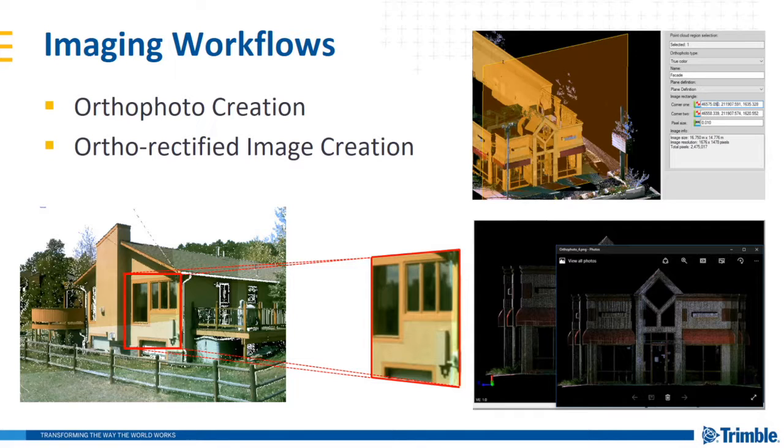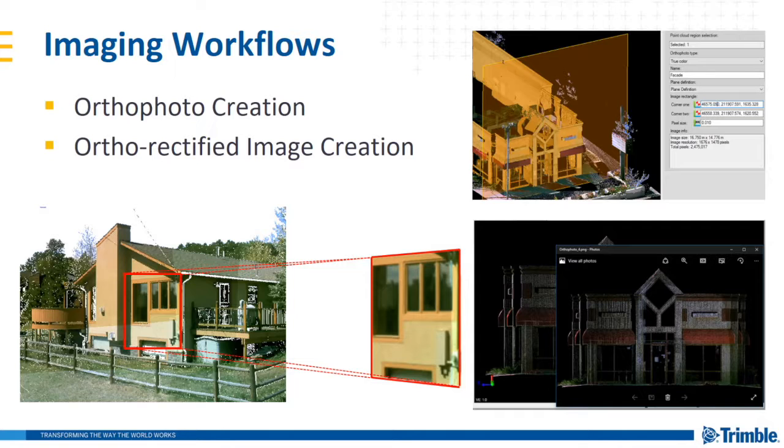The second new imaging workflow and deliverable we've added is the Ortho-rectified image. This is an image created based on station imagery, so this feature can be used with SX10 instruments or any Trimble Vision instruments, so the S series or a VX. How it works is that you'd select an appropriate plane, cutting plane, as shown there in the photo on the left.